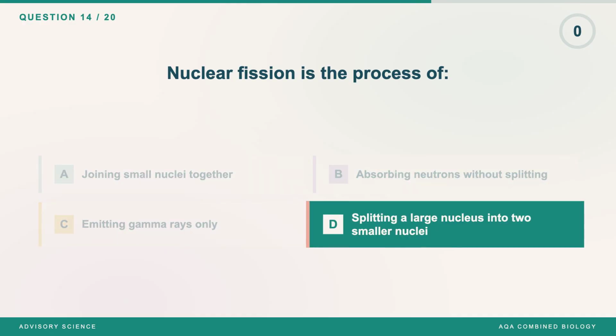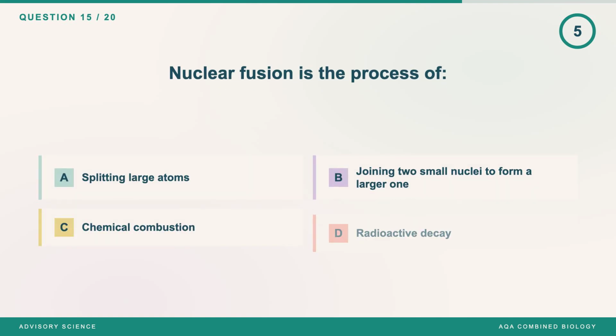The answer is D, splitting a large nucleus into 2 smaller nuclei. Fission of uranium-235 or plutonium-239 releases energy and neutrons, which can cause a chain reaction.